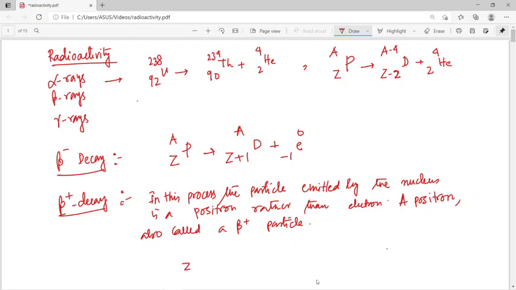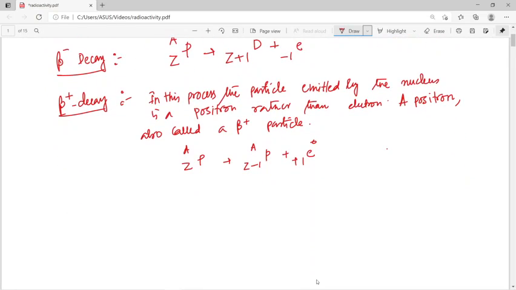So in that particular case, this is the daughter nucleus, and that is the positive decay. Now there is also another term called the neutrino, and different types of neutrino are still being discovered.